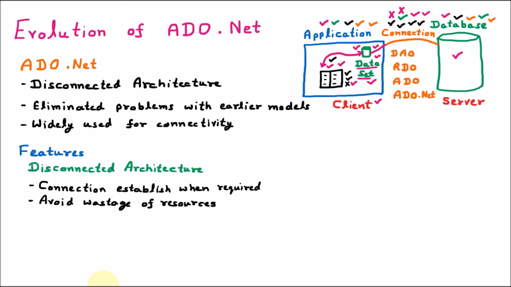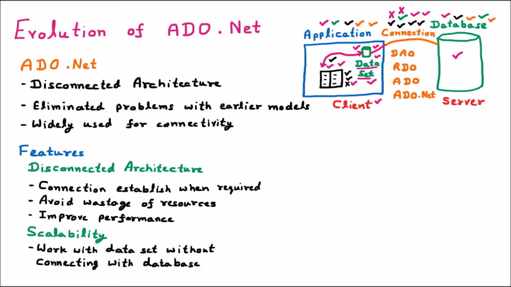With the help of this disconnected architecture, we are also improving the performance. The reason for improving the performance is that even if the connection is not there, our data is still not lost. It is safe. Now we are discussing the next feature of ADO.NET, that is scalability. As we are using the disconnected architecture, we can work with the dataset even without connecting with the database. It provides scalability. So with the help of ADO.NET, we can meet the increasing demands of database users.